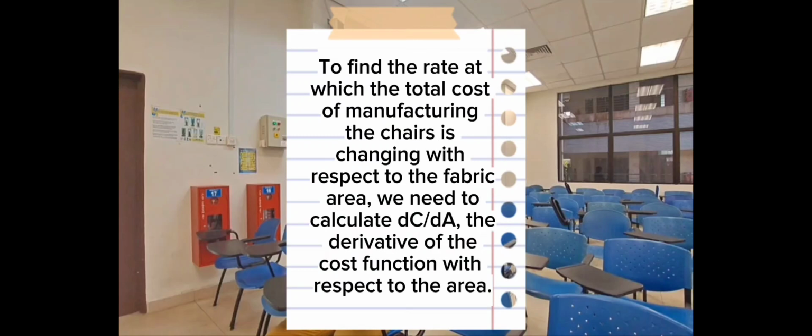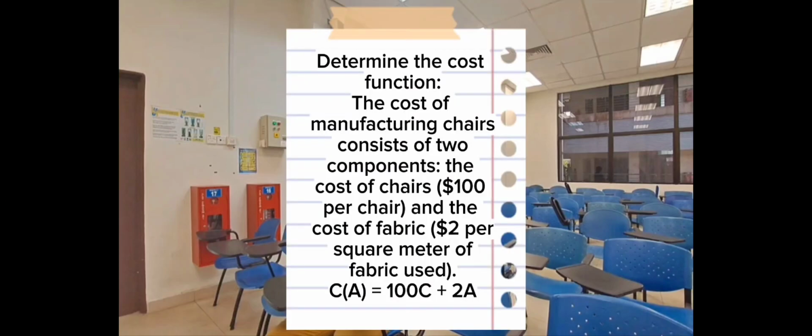To find the rate at which the total cost of manufacturing the chair is changing with respect to fabric area, we need to calculate dC/dA, the derivative of the cost function with respect to the area. First step is to determine the cost function. The cost of manufacturing the chair consists of two components: the cost of the chair, which is RM100 per chair, and the cost of fabric, which is RM2 per square meter of fabric used. So the calculation is C(A) equals 100 plus 2A.